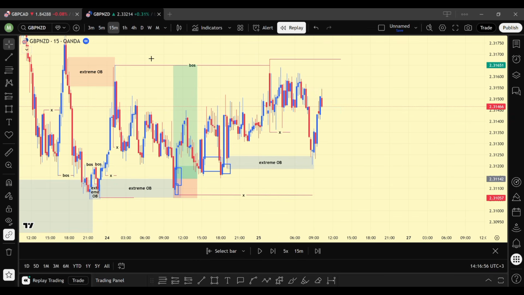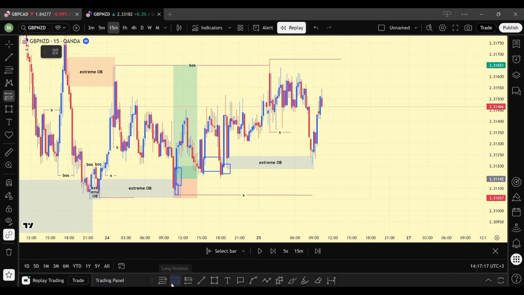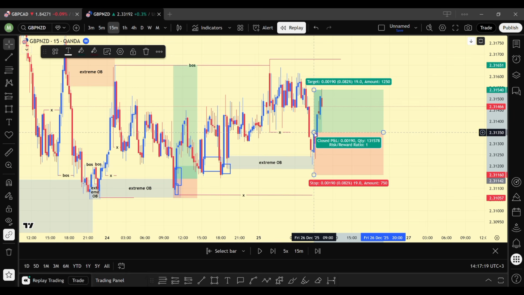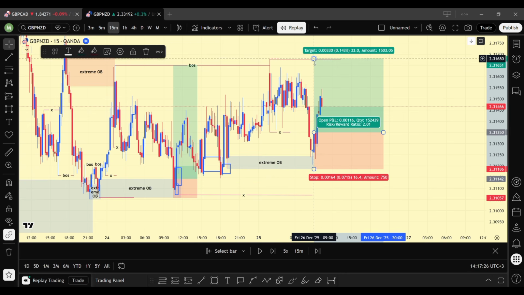All right, so the pattern that I'm talking about here is the morning star. You can clearly see this pattern here is what we call the morning star pattern. Yeah, this one here is the morning star pattern. So a very strong reversal. So upon mitigation of the extreme OB, exactly right there, price created this morning star pattern. So if I am to enter after the closure of this morning star pattern, this will give me a risk to reward. Yeah, this will give me a 1:2.